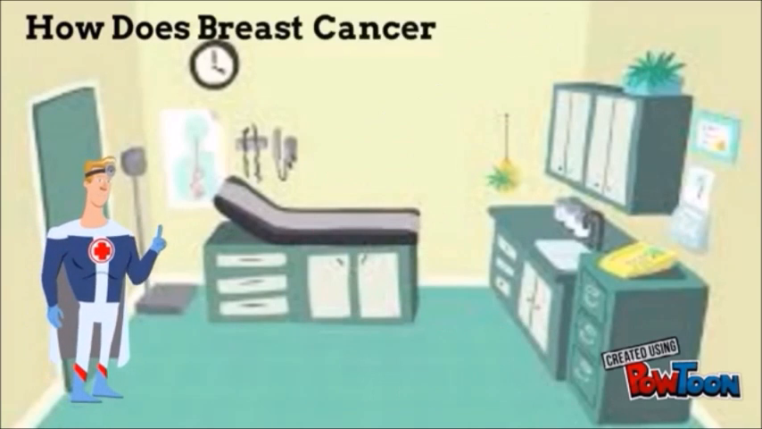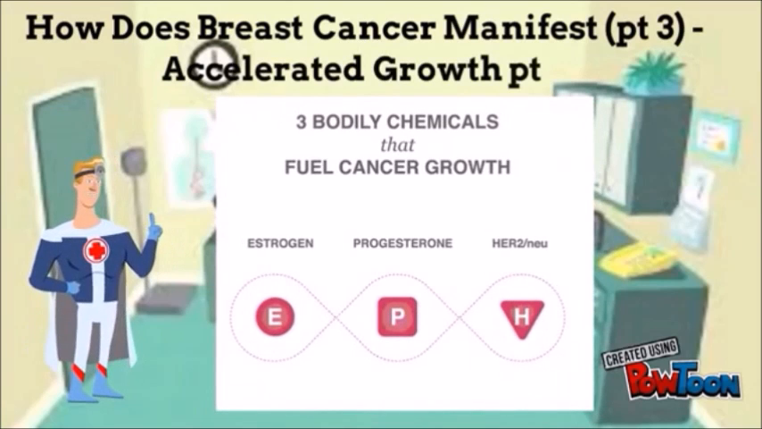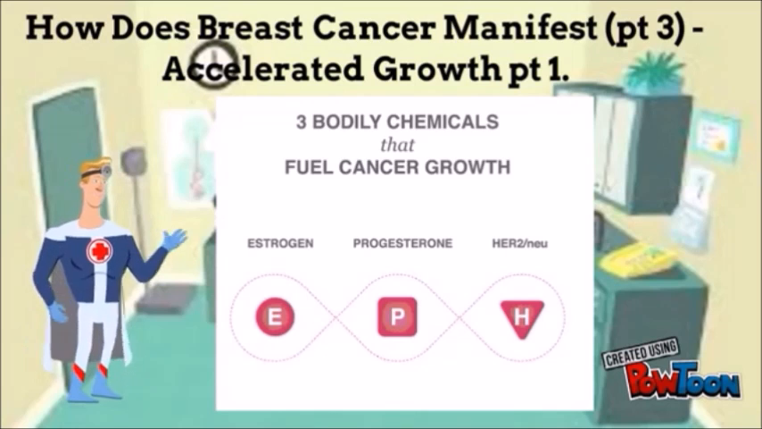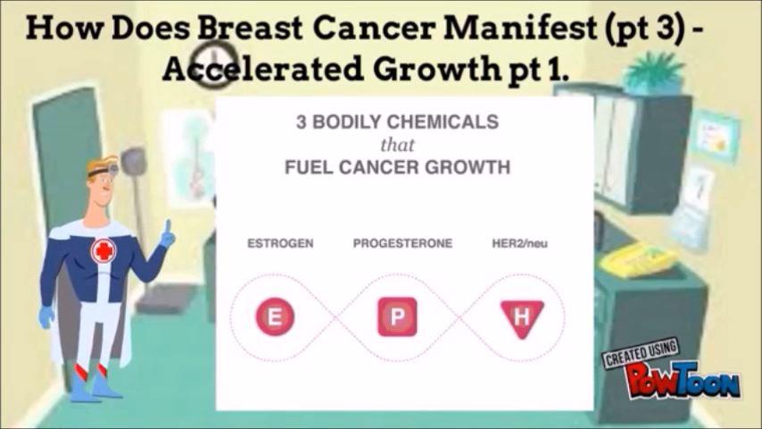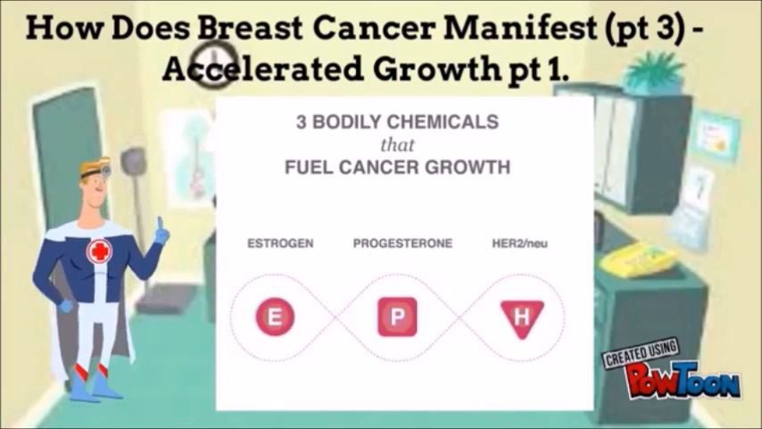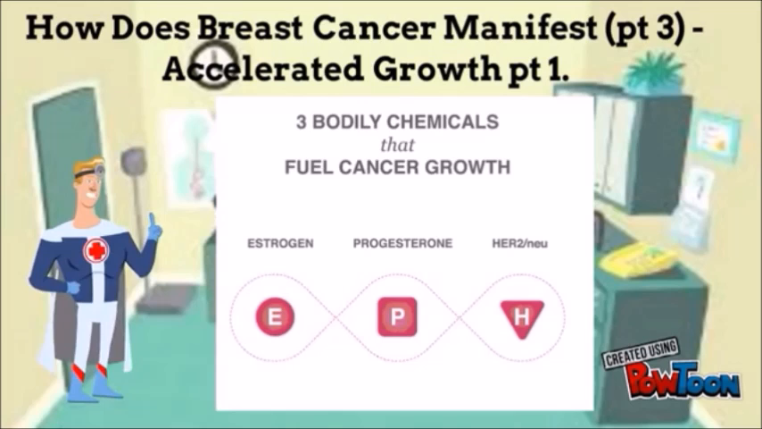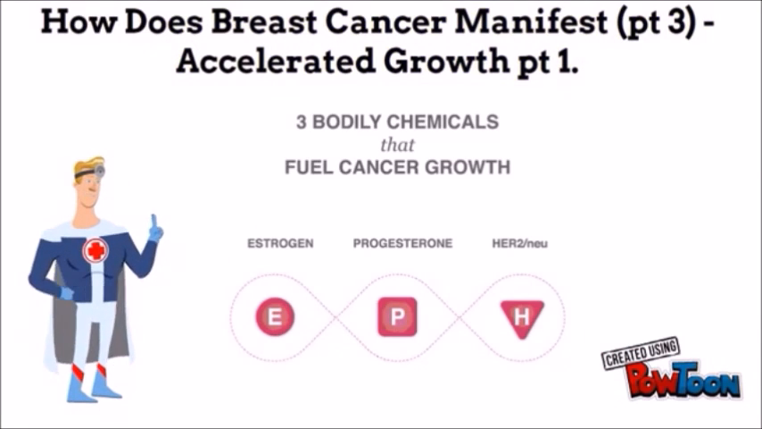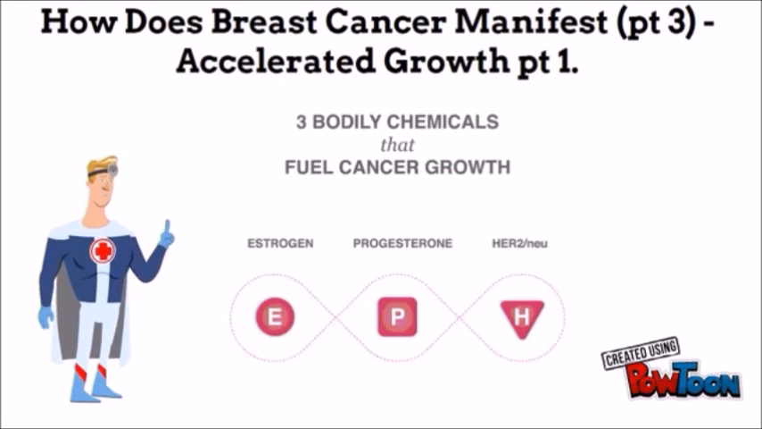The growth and spread of breast cancer can be difficult to grasp because cancer cell growth is often fueled by normally healthy chemicals of the body, such as estrogen, progesterone, and the HER2/neu gene. Although each of these three bodily chemicals can serve an important healthy function, when a cell becomes cancerous, these chemicals can accelerate the growth of breast cancer tumors.